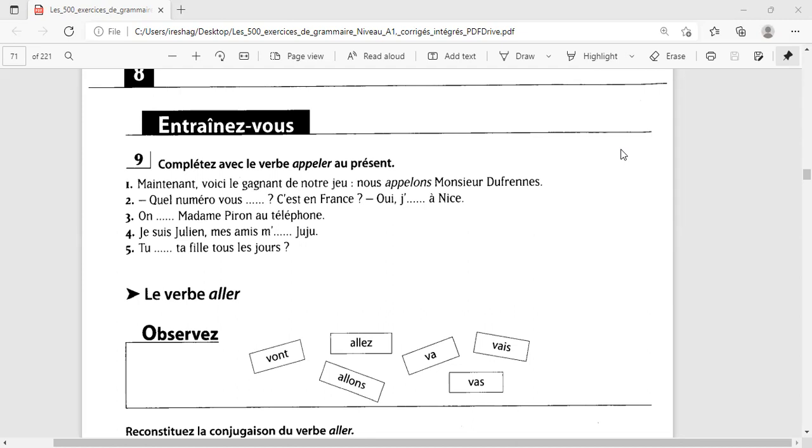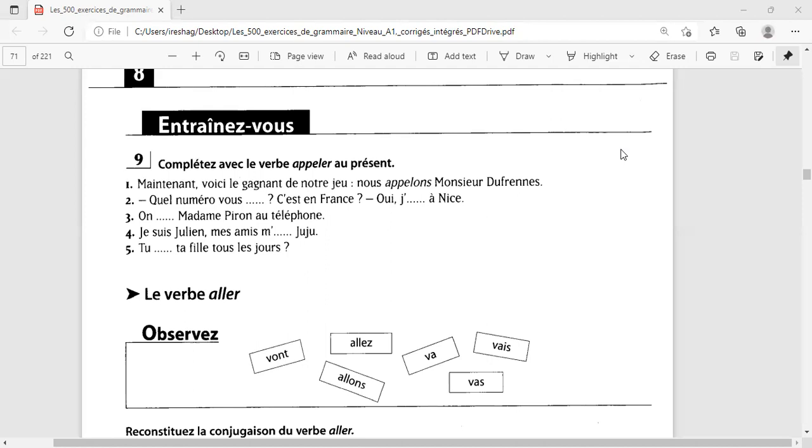Oui, j'appelle à Nice. Yes, I call to Nice. Nice is a city in France. On appelle Madame Piron au téléphone. We call Mrs. Piron on the telephone. Je suis Julien. I'm Julien. Mes amis m'appellent Juju. My friends call me Juju.